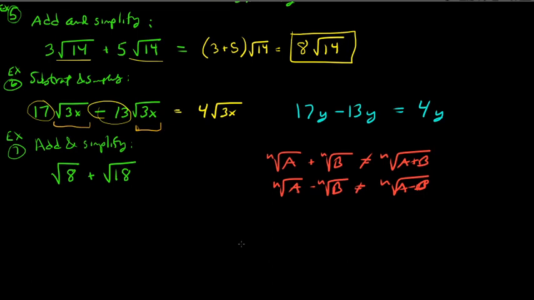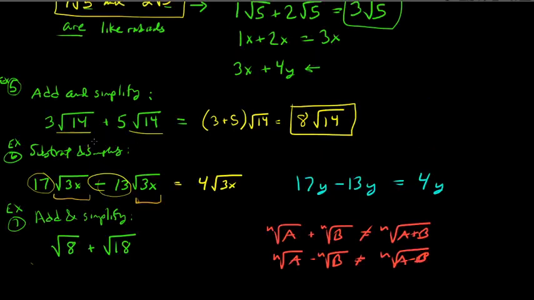So how do you get the right answer then? Well, remember, these do not appear to be like radicals, do they? Because they're both square roots, so that's a good start. But the 8 is not the same as 18, right? 8 does not equal 18.